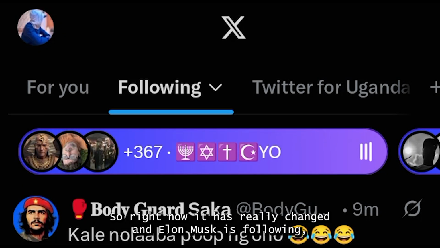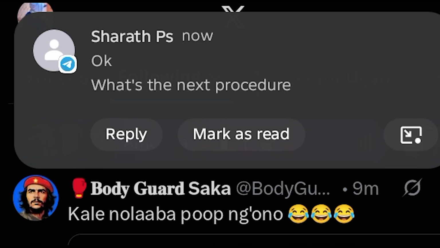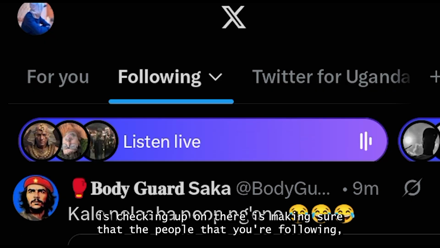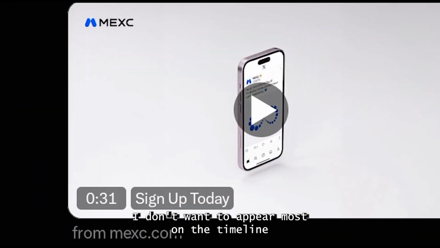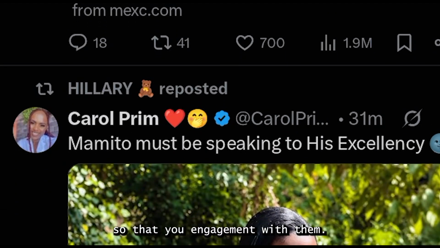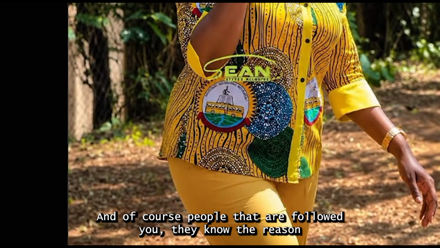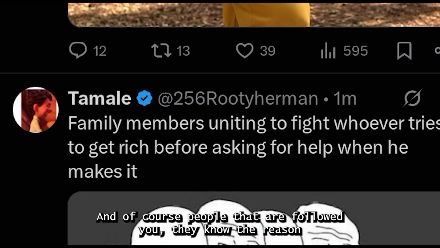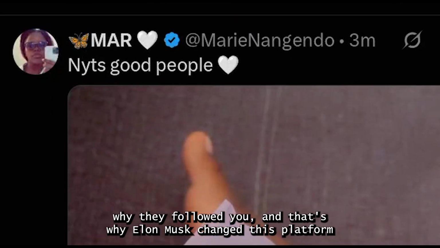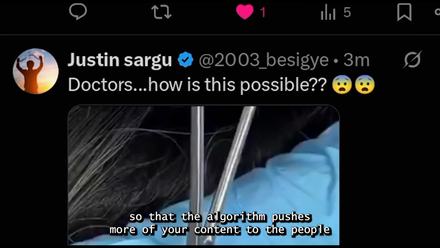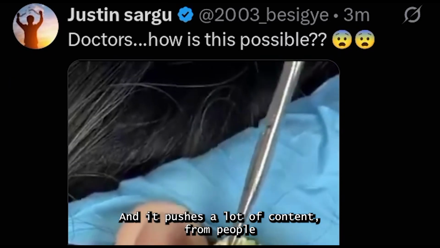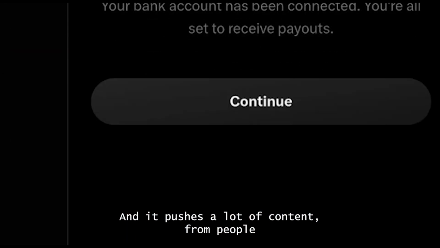So right now it has really changed, and Elon Musk is making sure that the people that you're following are the ones that appear most on the timeline, so that you engage more with them. And of course, people that have followed you know the reason why they followed you, and that's why Elon Musk changed the platform so that the algorithm pushes more of your content to the people that are following you, and pushes a lot of content from people that you're following, so that you don't be so confused.